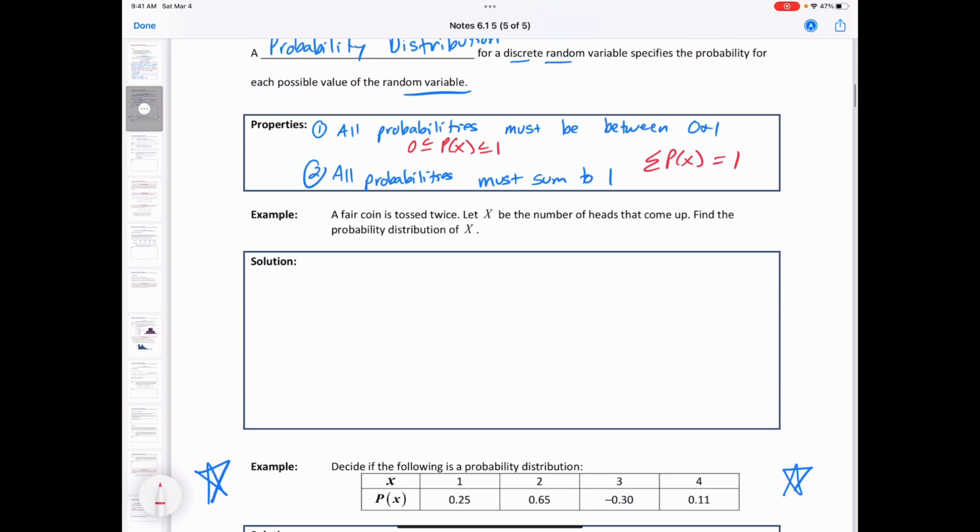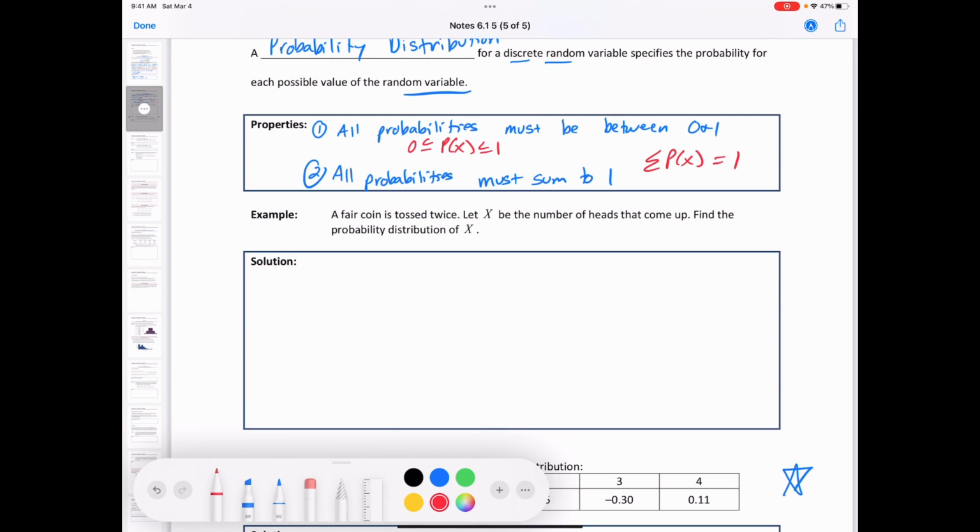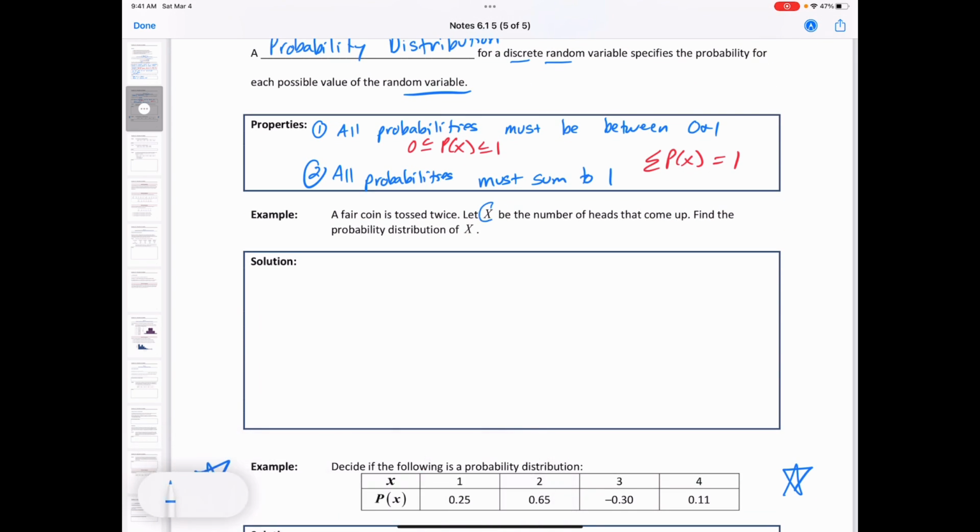And I want you to look at this problem. It says, a fair coin is tossed twice. Let X be the number of heads that come up. Find the probability distribution of X. So here's what it's going to look like. X is my number of heads, and I want to know what P of X is. And before I can get this, I need to figure out what are my possible outcomes if I toss a coin twice. And here's what I might get.